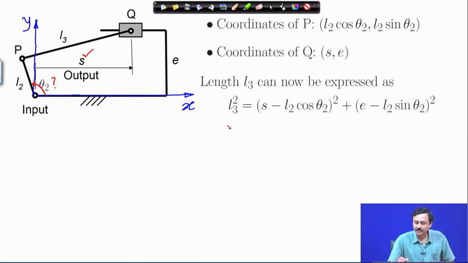Once again we start with the same procedure. We look at the coordinates of point P. This is the x coordinate of point P, this is the y coordinate of point P, L2 cosine theta 2 and L2 sin theta 2. Right now theta 2 is not known. Then the coordinates of point Q: this is the x coordinate of point Q and E is the y coordinate of point Q. Here S is known. So, length L3 can be expressed like this.